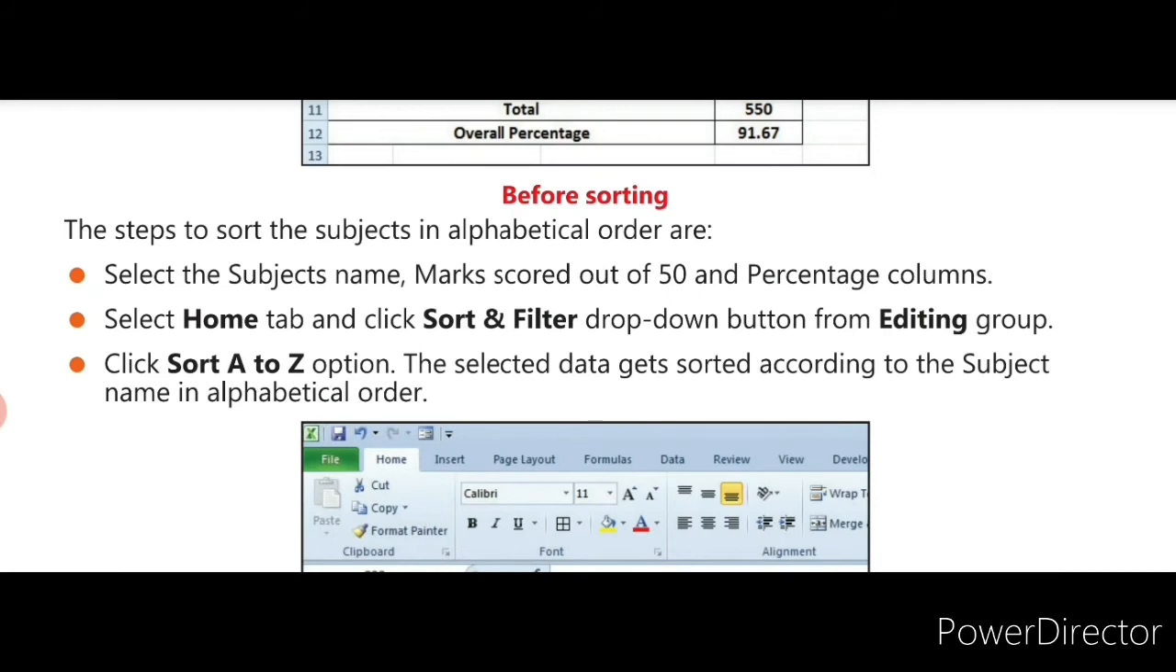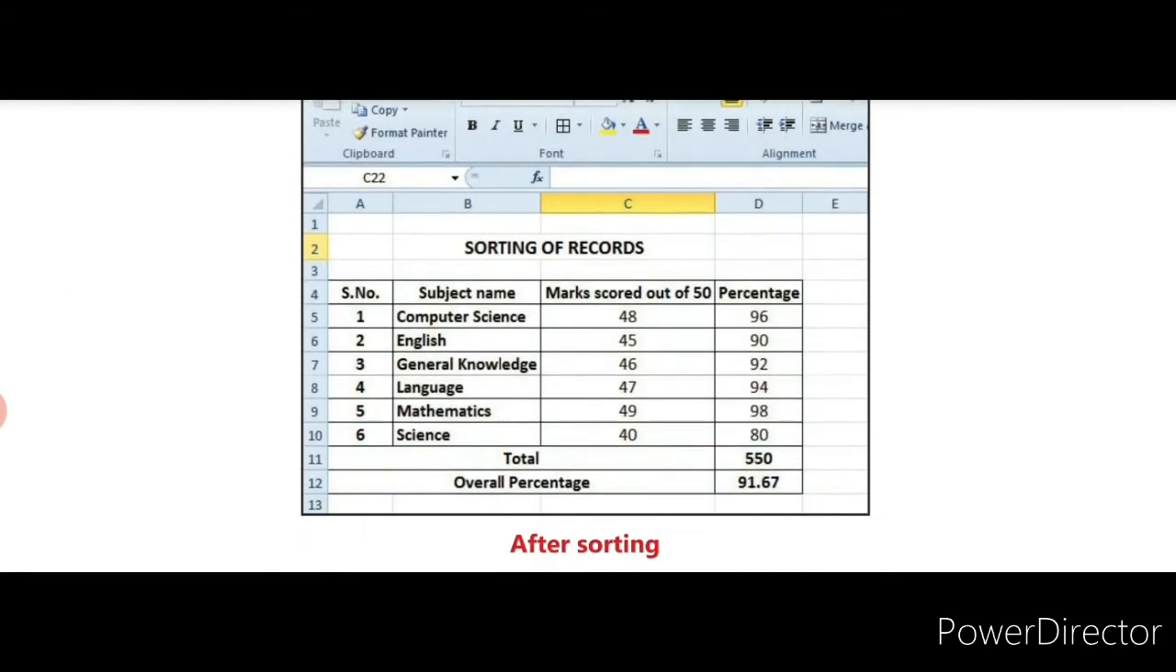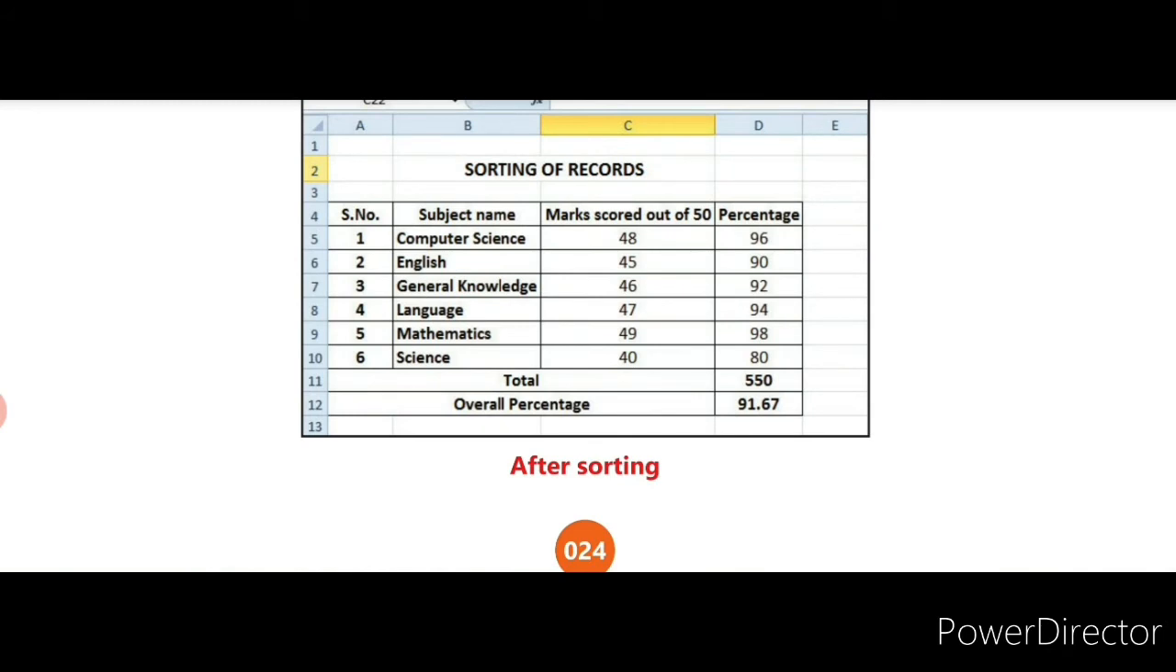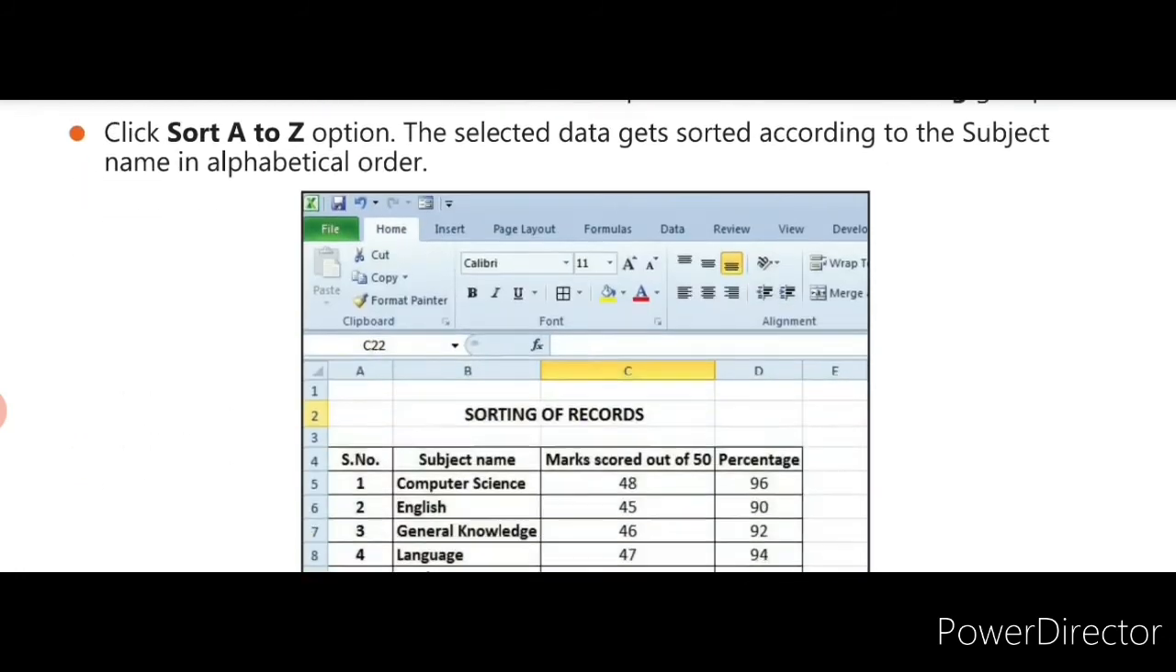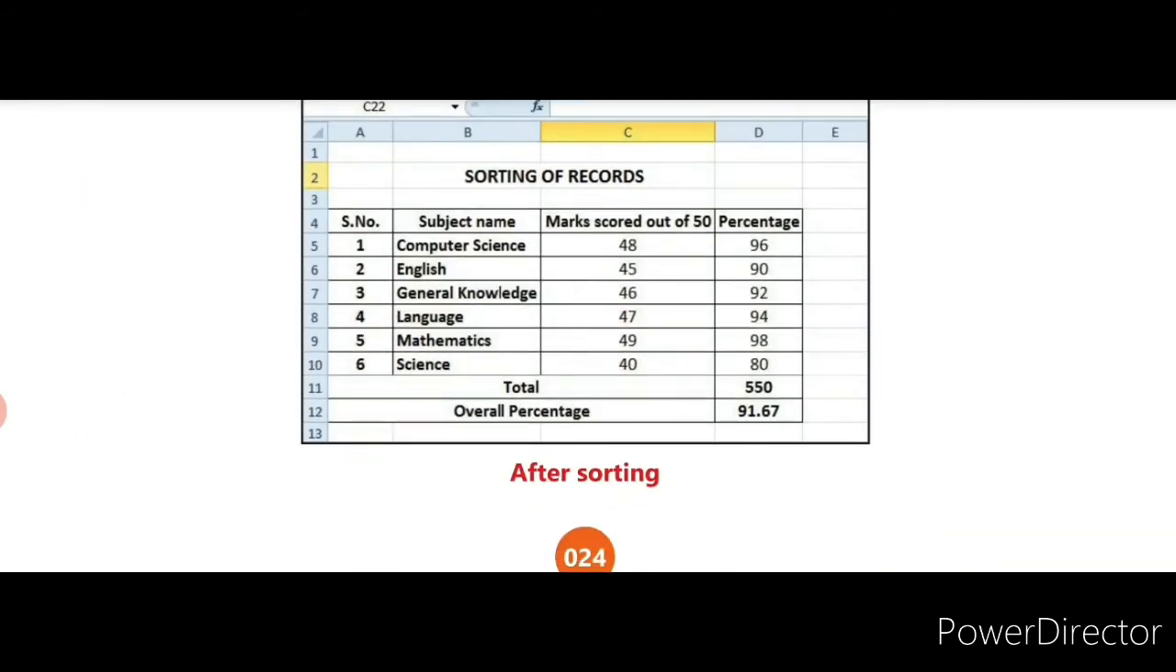The selected data gets sorted according to the subject name in alphabetical order. This window shows your data sorted in ascending order. See, computer science is displayed. Since C is first in ascending alphabetical order, computer science is displayed at the top of the subject names. So you select the Home tab, then click Sort and Filter from the Editing group, then click the Sort A to Z option. This window shows the data after sorting.